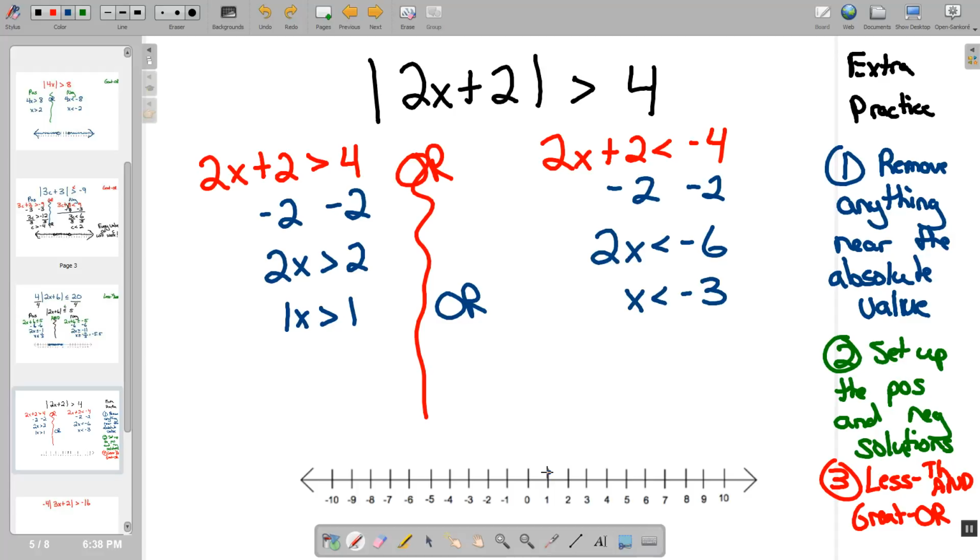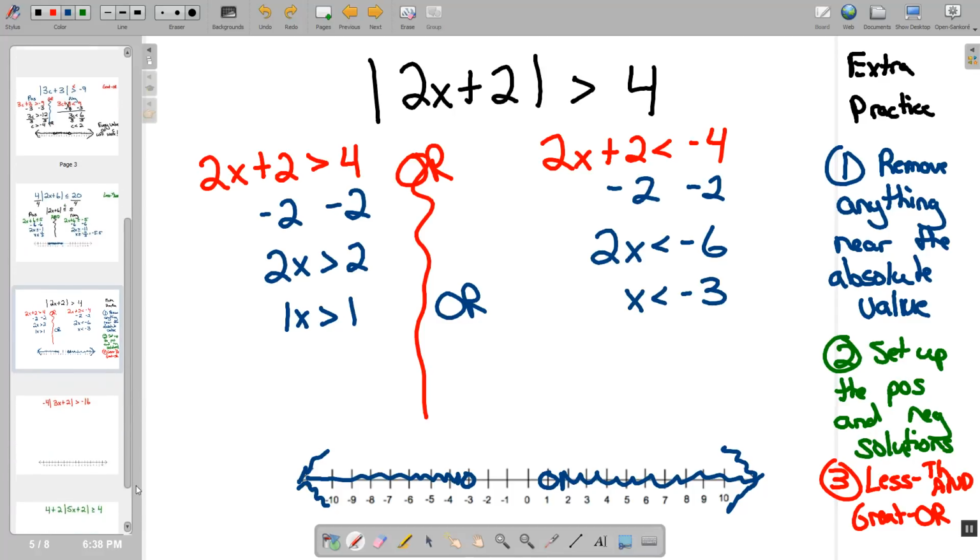So if I shade 1 with an open circle, I'm going to shade to the right, and negative 3, here I'm going to shade to the left. And that is the entire problem. They get harder than this in terms of numbers, but the strategy will always be the same.